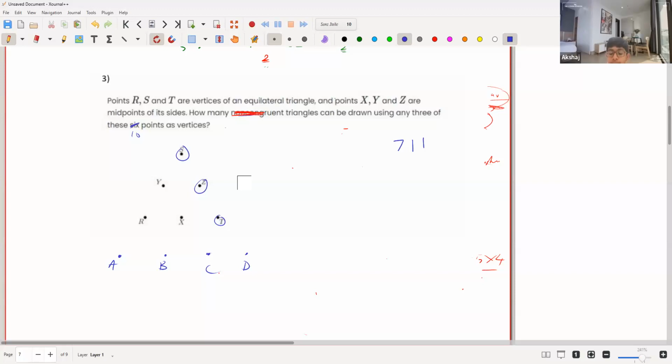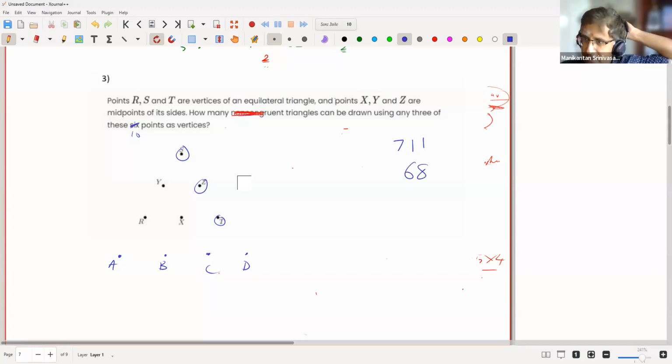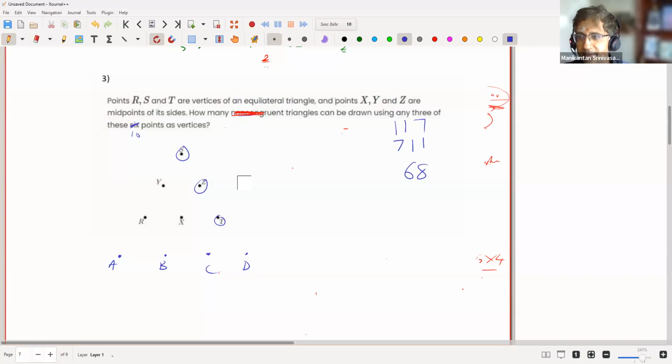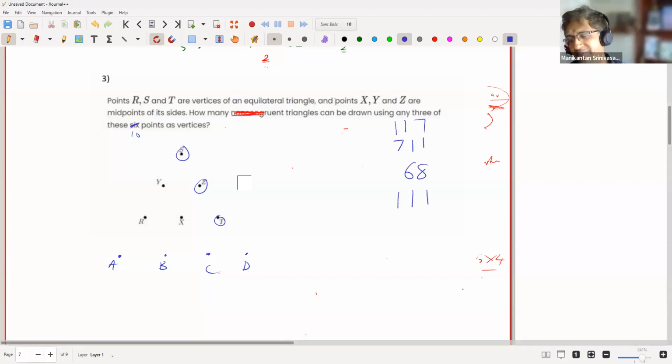So I got 68. 68. Okay. So I got 117. 117. 711, 117. Looks like someone has been drinking. So 111. 111. All right, Saurabh. Save my day by giving the correct answer. 111. 111. Sure? Yeah. We'll go for it.